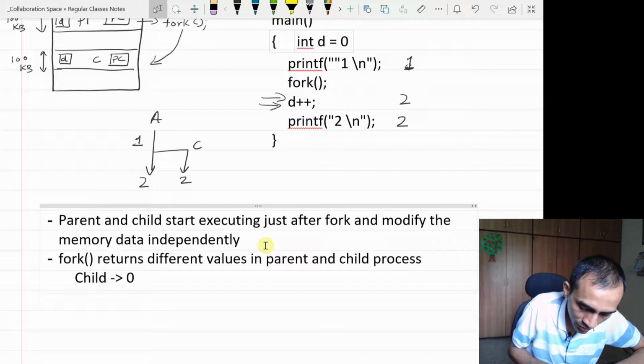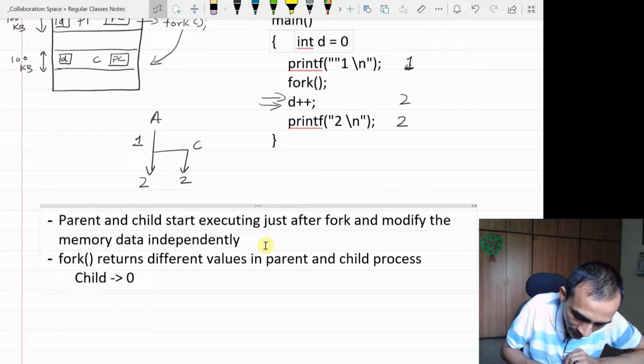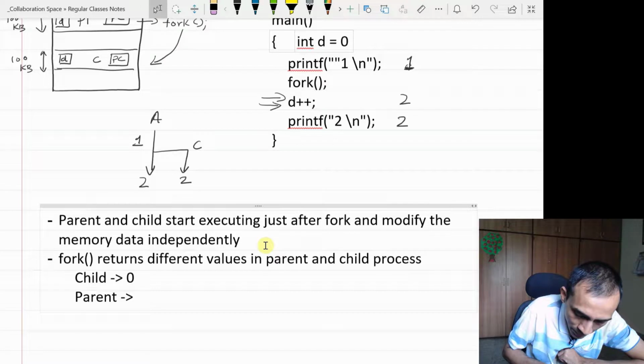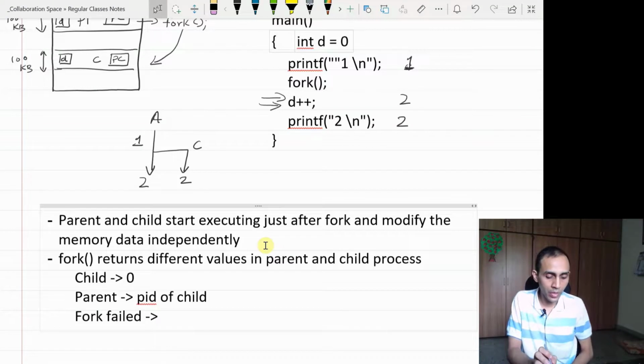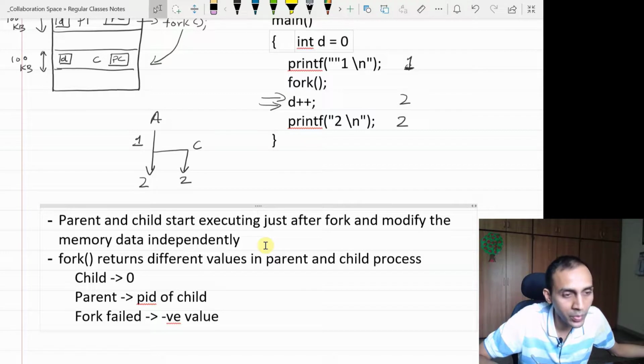In the child process, this fork system call is going to return the value 0. And in the parent process, the fork system call is going to return the process ID of the child. And in case the fork system call failed, the system was not able to create a new process, then it will return some negative value. So by that you can come to know if the process creation failed.